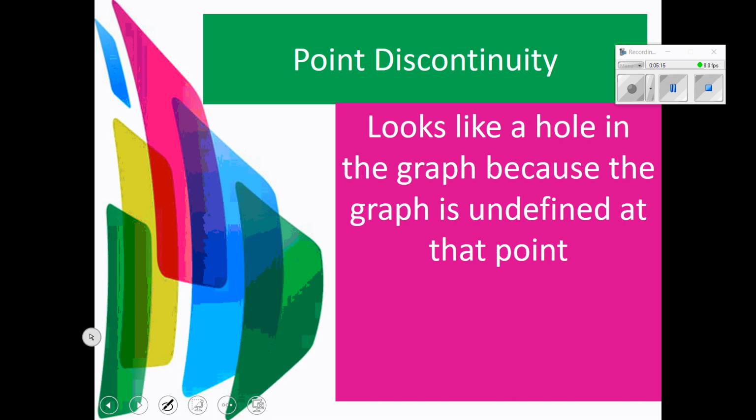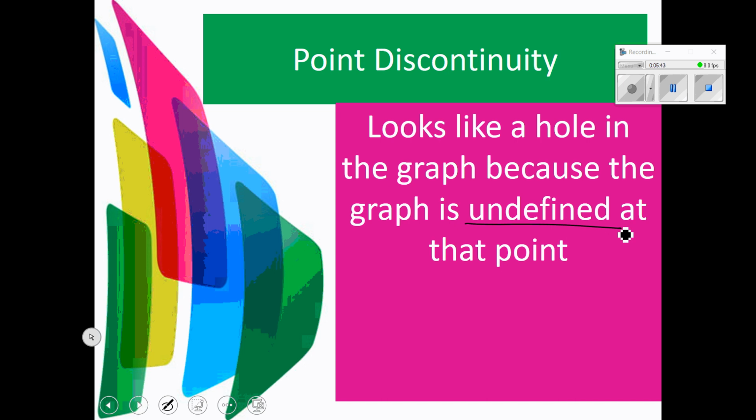Okay, and let's talk about holes real quick. We call it point discontinuity, meaning it's where your line is not continuous. It looks like a hole in the graph because the graph is undefined at that point. Now, vertical asymptotes and holes are very similar because they both are undefined at that point.